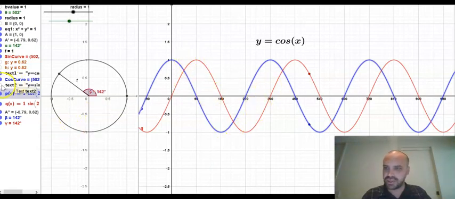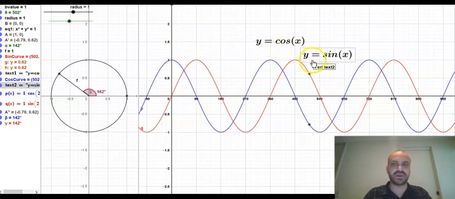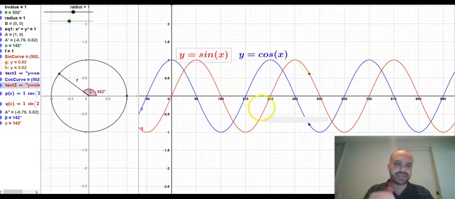Alright, so there we have two curves. We have y equals cos x and y equals sine x. Now we're going to be talking about these in greater detail, what points they pass through, the height of them, etc., etc. This was just connecting this circle to these graphs.